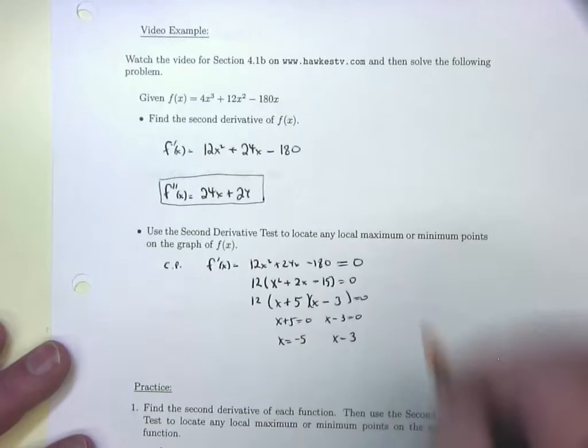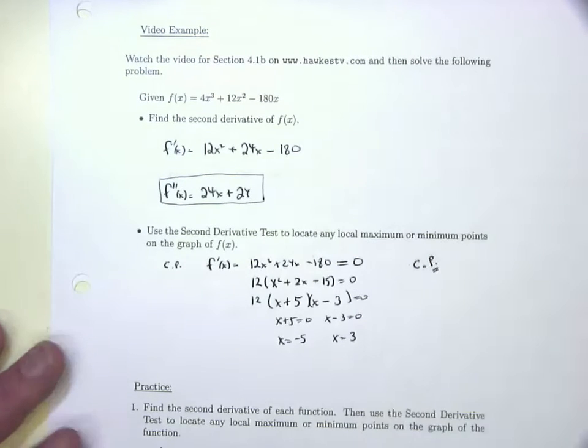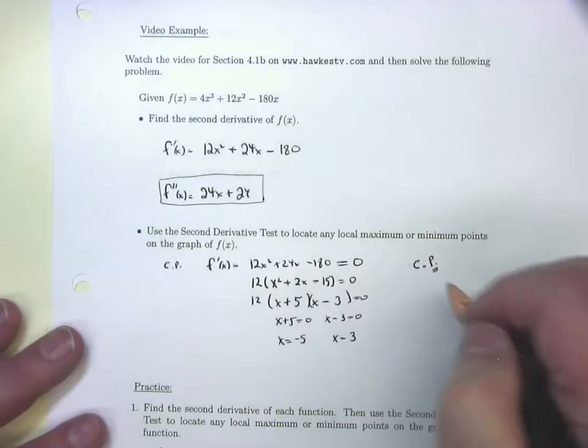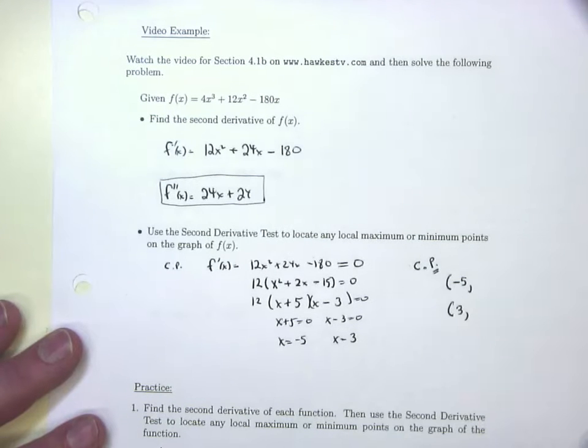So these are critical values, and I'm emphasizing the P word. What does P stand for? Point. To have a point, I've got to have a y coordinate. So I've got my critical values: they are -5 and 3. You with me? But how do I get that y coordinate?